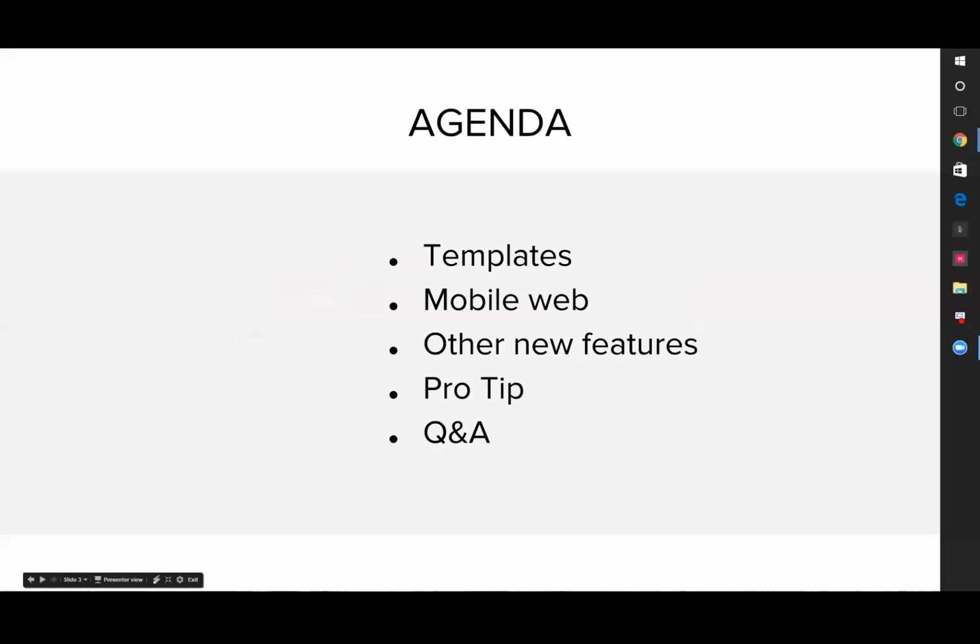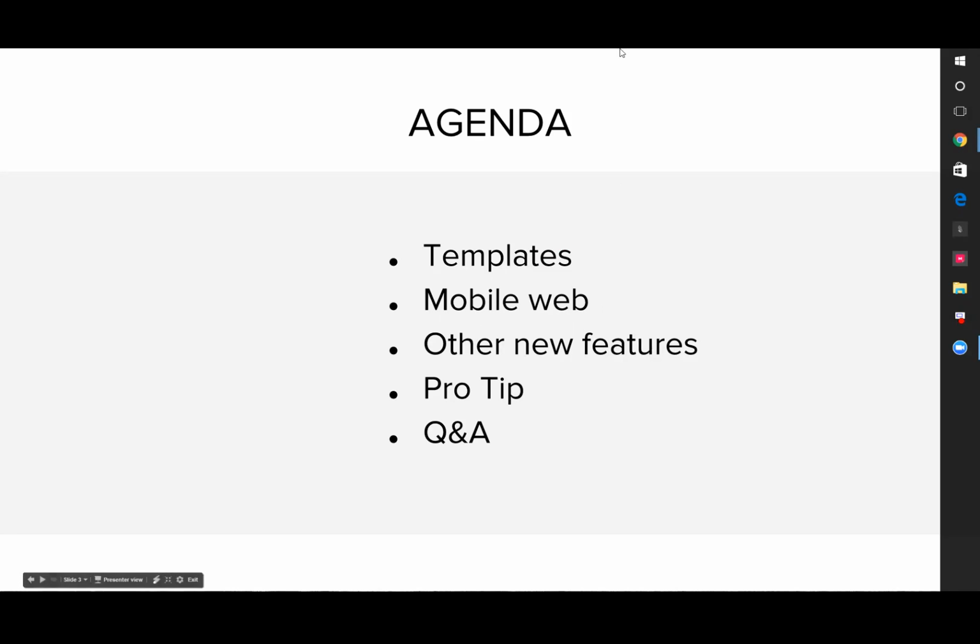So here's what we want to cover. We want to talk about templates, in particular publishing murals as templates. We want to talk about our new mobile web capability. We also want to show a couple of other new features really quickly. We'll have a tip for you at the end before we take your questions. Again, if you have any questions, just type them into the Q&A pane of your webinar software.